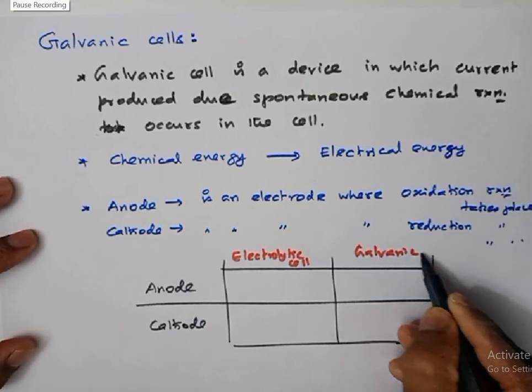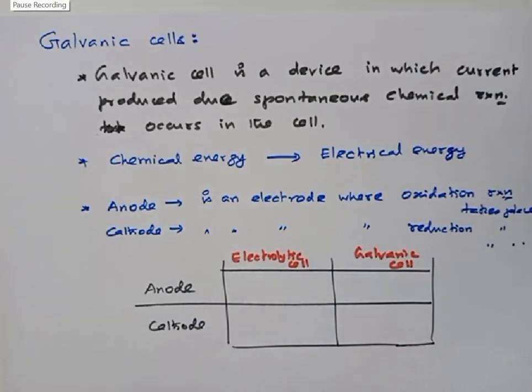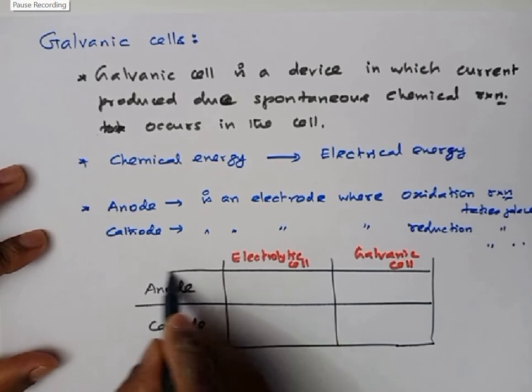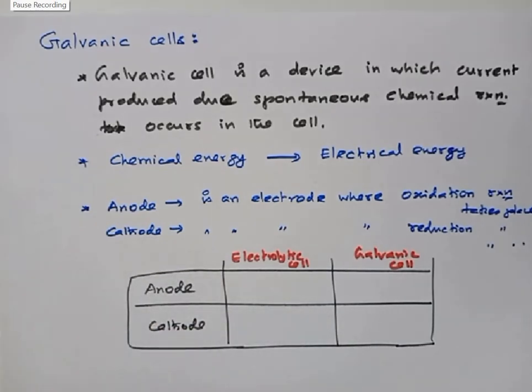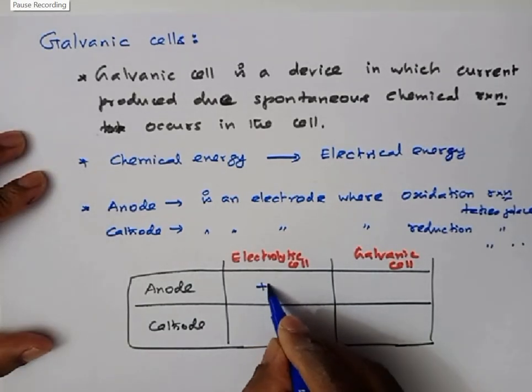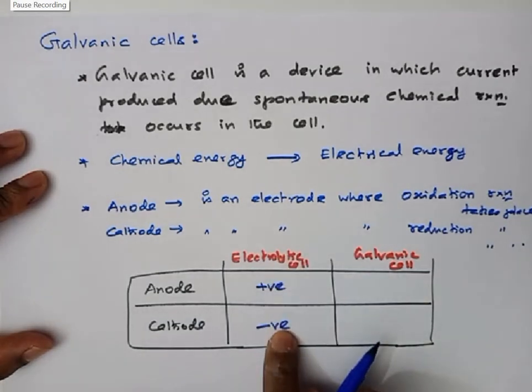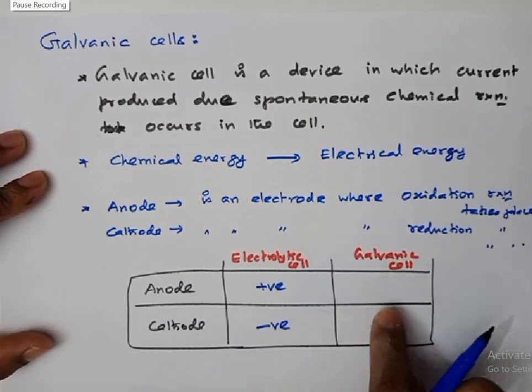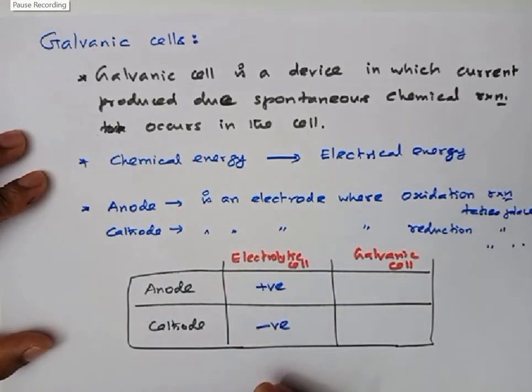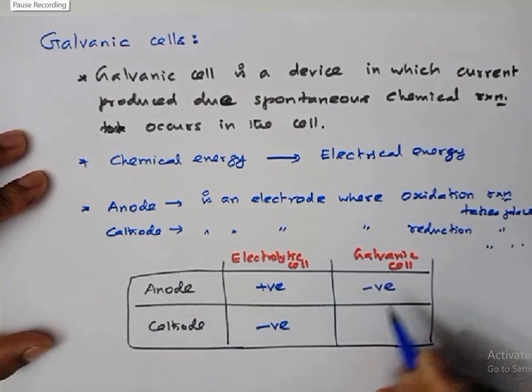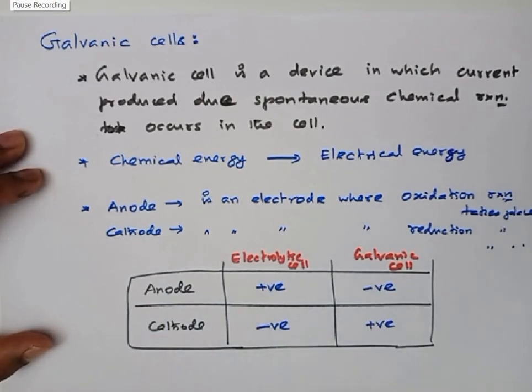What about their charges? During the functioning of these cells, what will be the charge on the anode and what will be the charge on the cathode? In the electrolytic cell, the charge on the anode is positive and the charge on the cathode is negative. Whereas in the galvanic cell, it is just exactly opposite. That is, the anode carries negative charge and the cathode carries positive charge. This is the basic difference between electrolytic cell and galvanic cell.